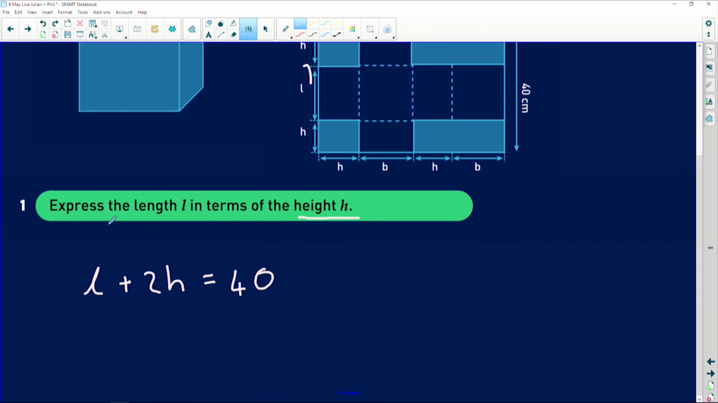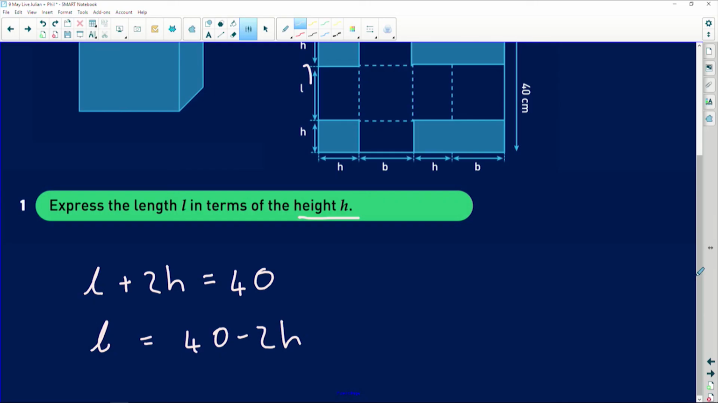We're asked to express the length in terms of the height h, so we can say that L is equal to 40 minus 2h. That's a nice little thing that we're probably going to use later on in the questions. But if you get that wrong, guys, you will get some follow-on marks later on when you start going into your tests and exams, and hopefully you won't make silly mistakes.